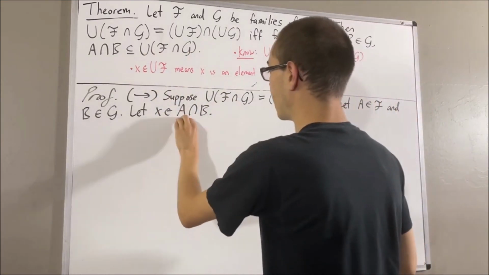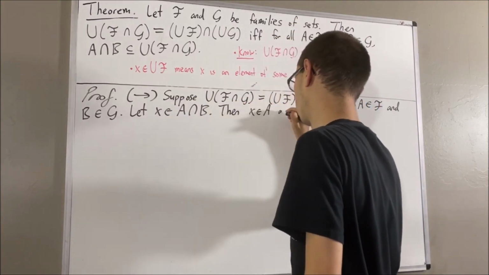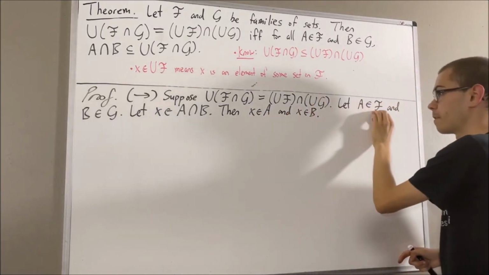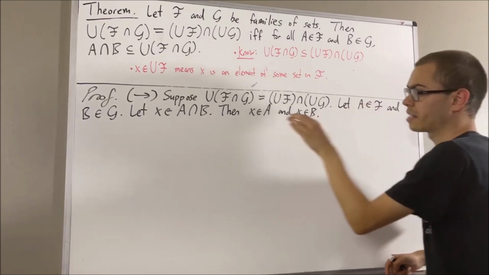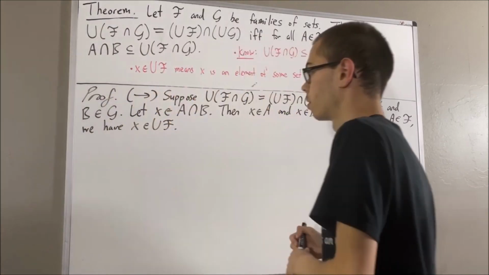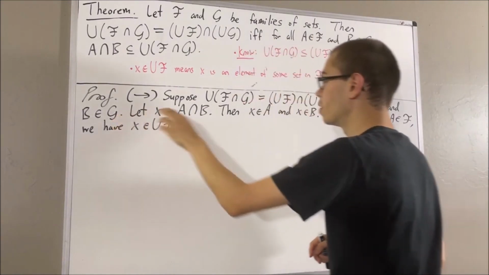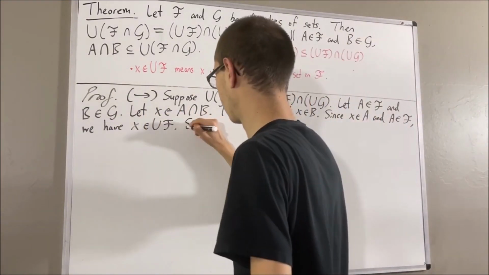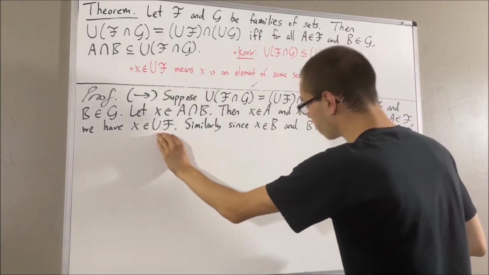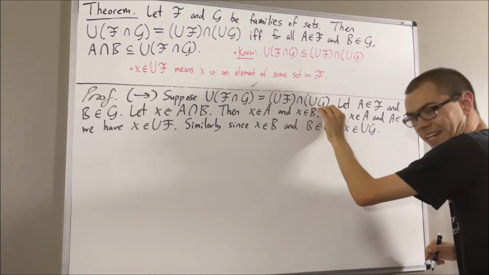Well, since x is an element of the intersection of A and B, it follows that x is an element of A and x is an element of B. Well then, we see that x is an element of a set that is in F. So, this tells us that x must be an element of the union of F. But also, we see that x is an element of a set that is in G. So, x is an element of the union of G. So since x is an element of the union of F, and x is an element of the union of G, this tells us that x must be an element of this set.